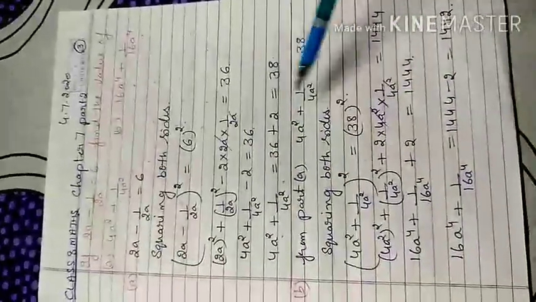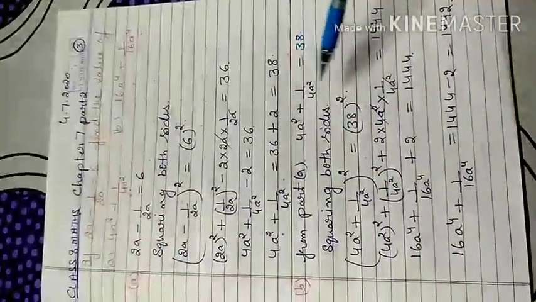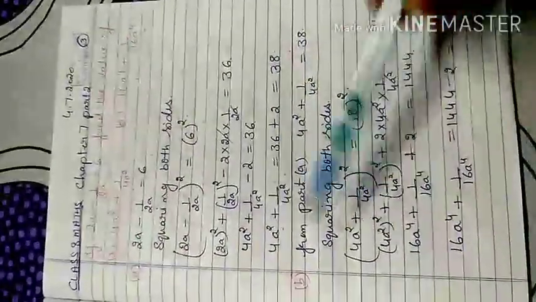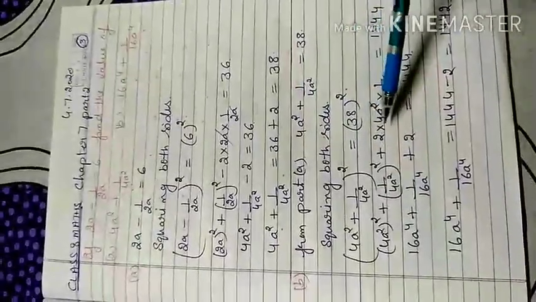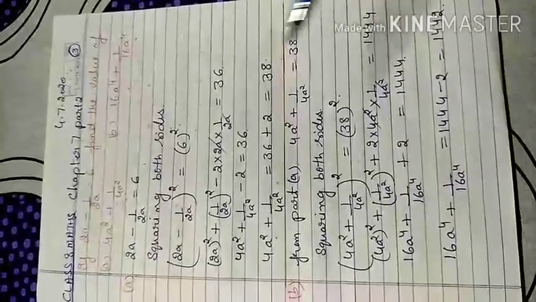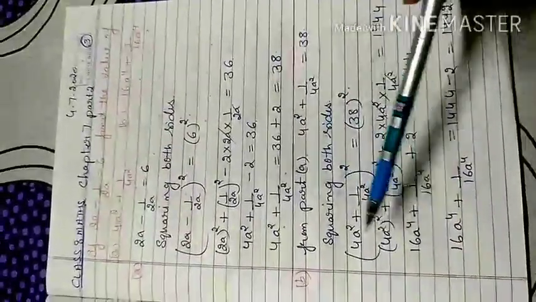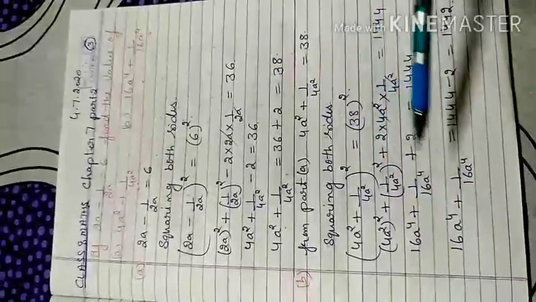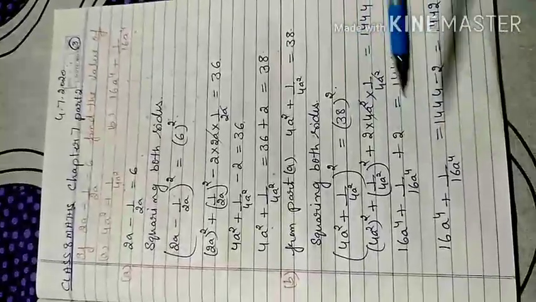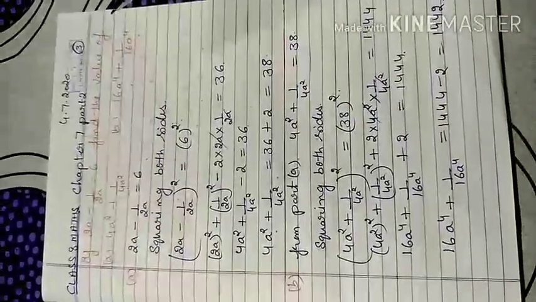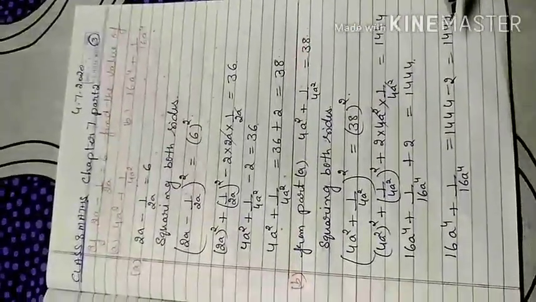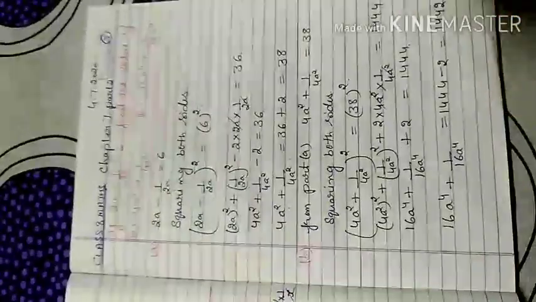So what is the answer in the first part? 4a square plus 1 by 4a square is equal to 38. Now squaring both sides: first term square, second term square plus 2 into first term into second term, and 38 square is 1444. So here 4a square will be cancelled. Here 16a^4 plus 1 by 16a^4 plus 2. So here 16a^4 plus 1 by 16a^4, I get the same value as in your B part. So 2 shifts to the other side, that gives 1442. So that is my required answer. This way you can do.